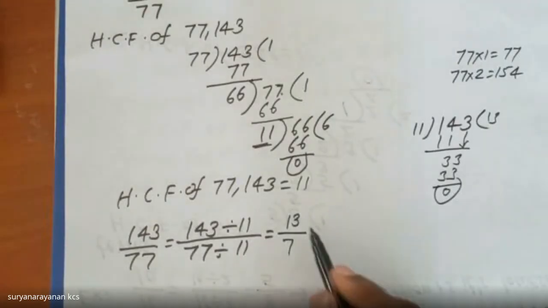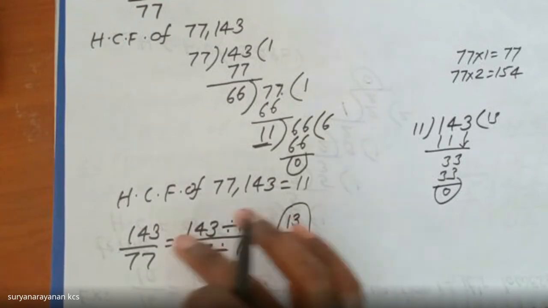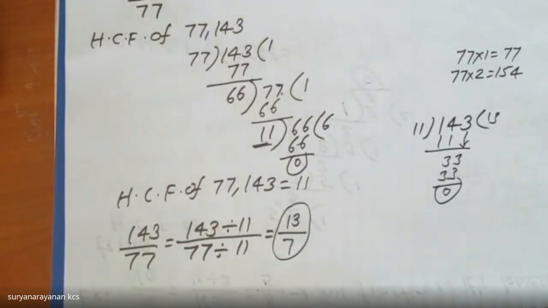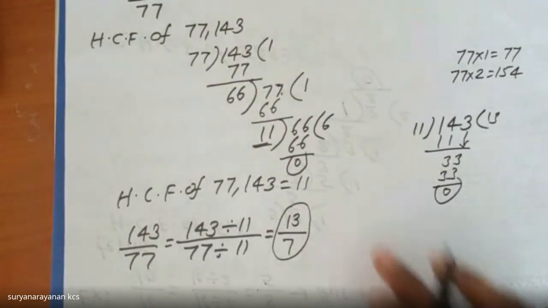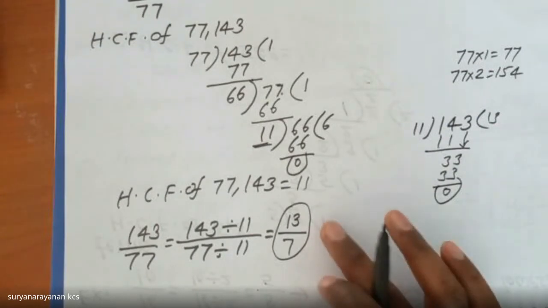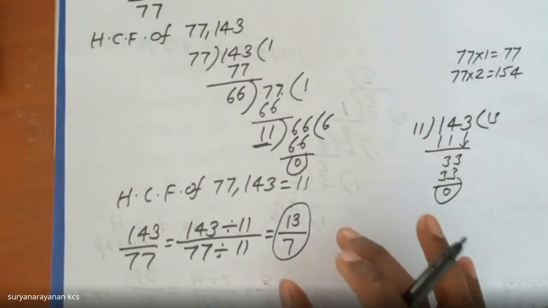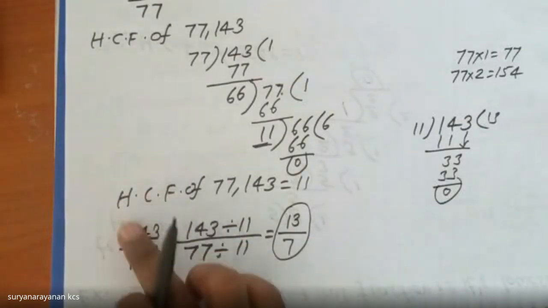Now this 13 by 7, this fraction is said to be in its lowest terms. After dividing the numerator and denominator by their HCF, it automatically converts into its lowest terms. Understood this point, my dear children? Yes, sir. This is the advantage of HCF.